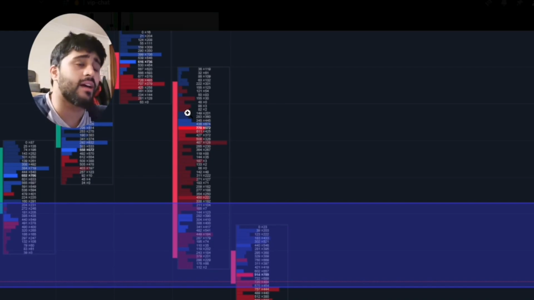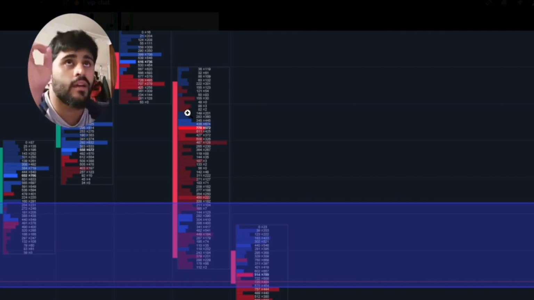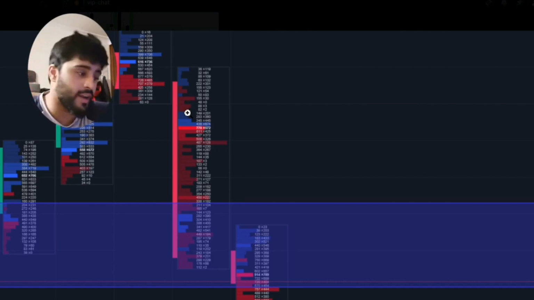When you see a 0, what that means is that the auction between buyers and sellers, i.e. the bid and the ask, has been wiped out. A 0 means the auction has been wiped out, and therefore that increases the likelihood of price not returning to that area. That's what you can consider a high probability reversal, not by using liquidity sweeps alone or fair value gaps.